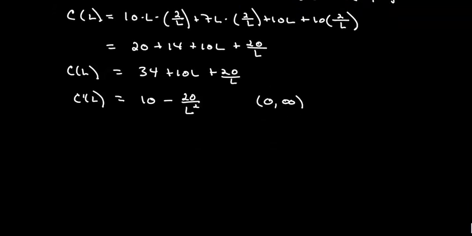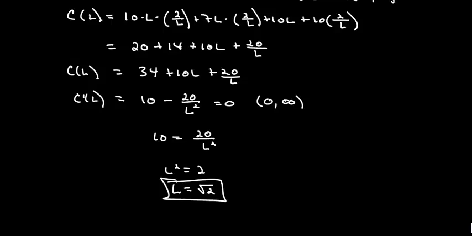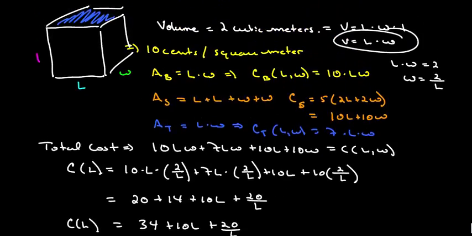Okay, so let's go ahead and take a look. When is this equal to 0? That's going to be 10 equal to 20 over L squared. So L squared should be equal to 2, which means that L should be equal to plus or minus the square root of 2, but I'm going to use the positive part of that. So what I want is L to be square root of 2, and that means W over here has to be square root of 2, because now square root of 2 times square root of 2, times 1 will give me a minimum cost.